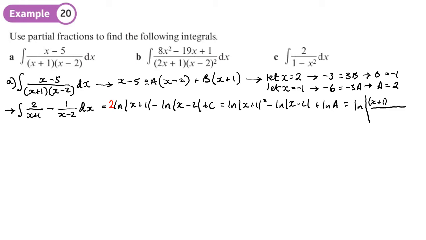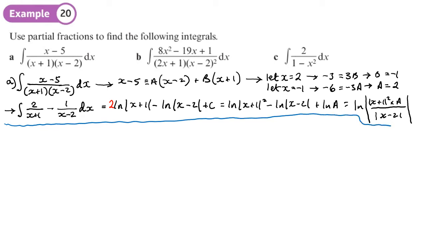Actually we should put modulus here as well, just to make sure. So x plus 1 all squared times by a, that's the other constant, divided by down here x minus 2. So it is possible to put it all as one expression. That is possible, right? That's the first one. Let's move on to part B.